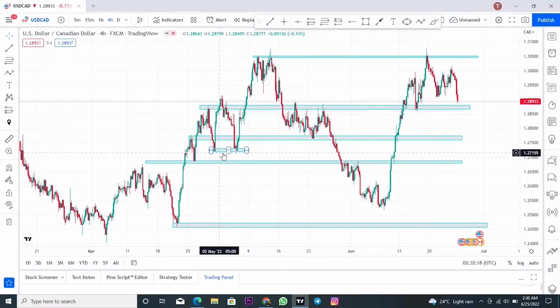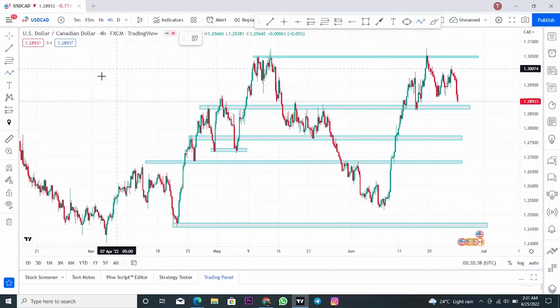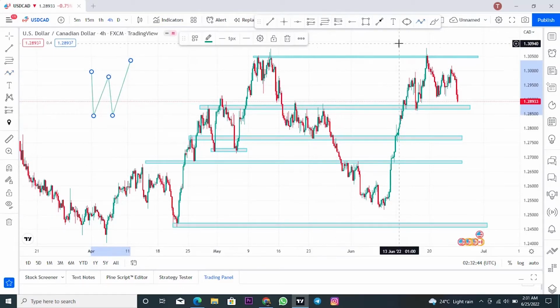It rejected it, moved impulsively to the downside, and created a double bottom. And a double bottom indicates price movement to the upside. A double bottom indicates price movement to the upside, and a double top indicates price movement to the downside. For example, like this.